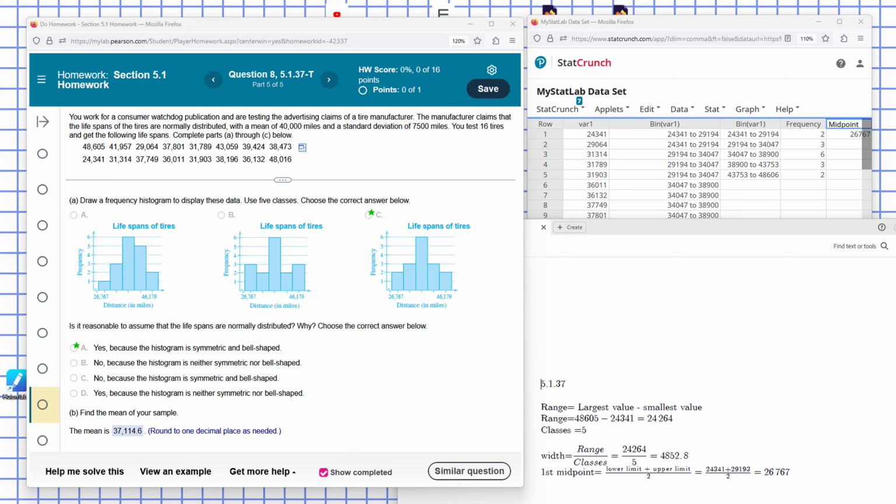So in part A here, they want to see a frequency histogram. So we have to do a frequency polygon first. So here, I copied the data into StatCrunch.